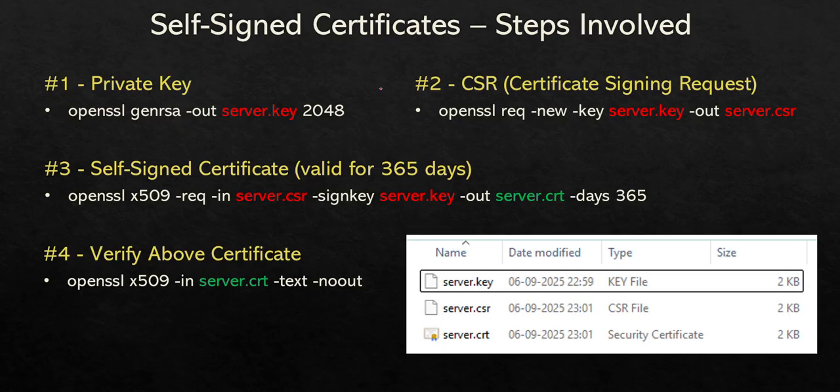Now, as part of these top three commands, number one, number two, and number three, which are to create the private key, CSR, and sign the certificate, these are the three files that got created as output. You can see server.key, server.csr, and server.crt, the certificate file, right? So I hope you are following till now.